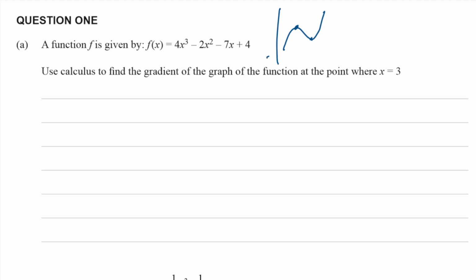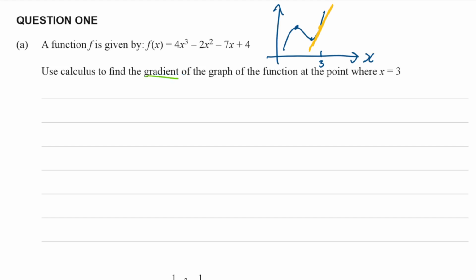So for example, if this was our x and y axis, at x equals 3 there's a point on our graph, and if we were to draw a tangent line to that point, a straight line at that point, whatever gradient that tangent line has is the gradient of the function at that point. So in calculus, half of it is differentiation, looking at the slope. So if we're looking for the gradient, we need to find the gradient function.